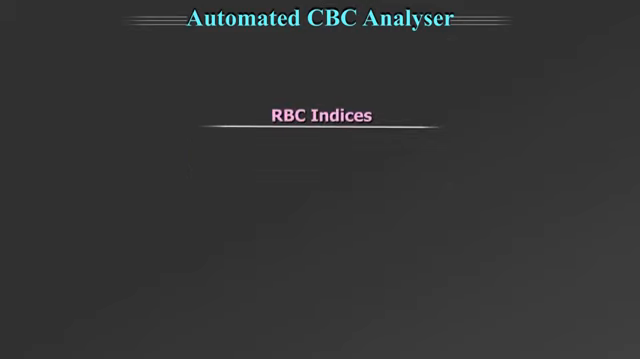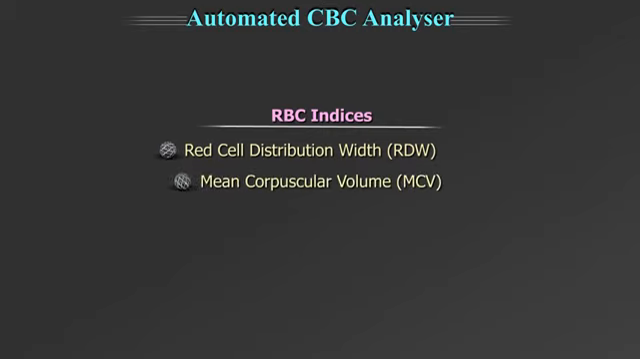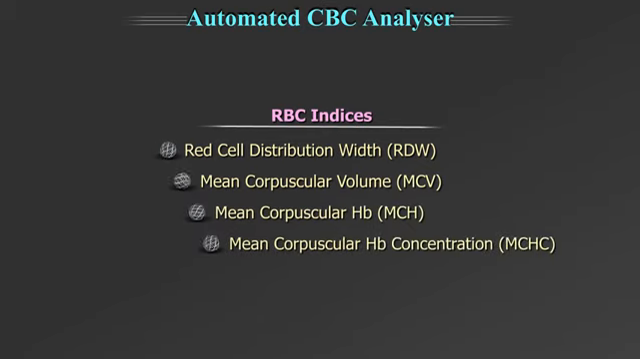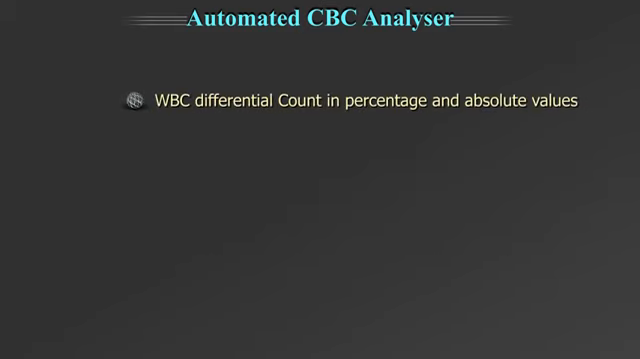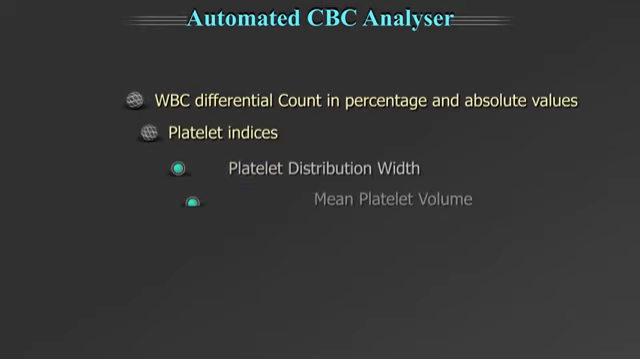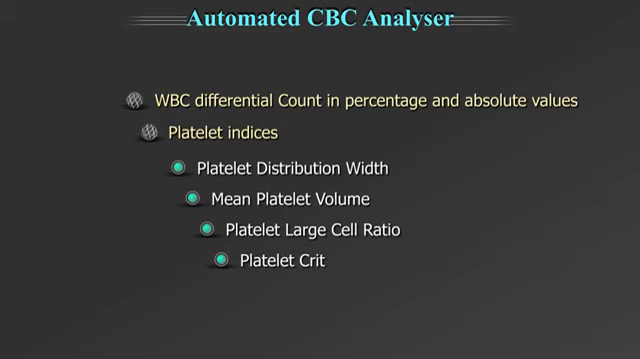levels, RBC indices like the red cell distribution width, mean corpuscular volume, mean corpuscular hemoglobin, mean corpuscular hemoglobin concentration, WBC differential count and absolute values, platelet indices like the platelet distribution width, mean platelet volume.